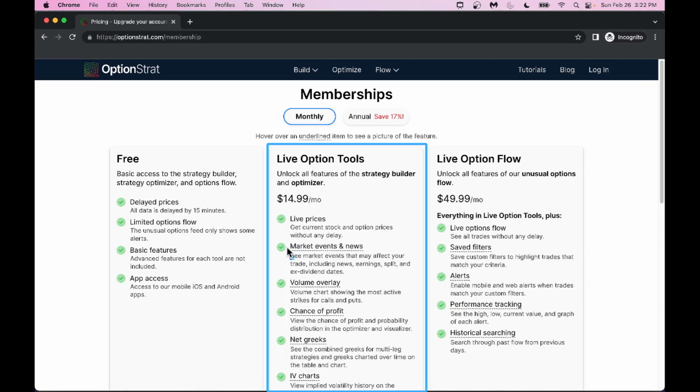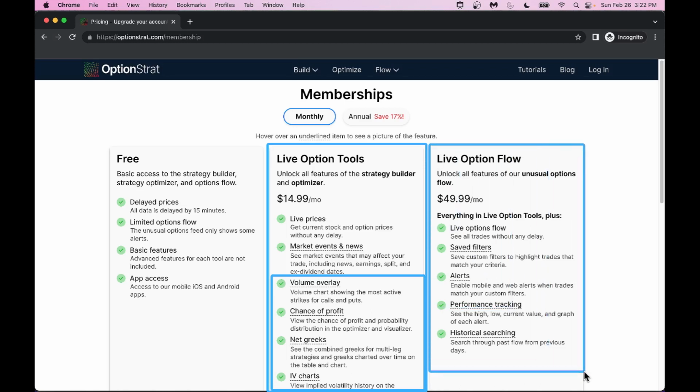It's a great one, especially because you get a lot of features. You get live prices, market events. One of my favorites is option overlay. And you also look at chance of profit, a great one, net Greeks, and the IV chart. So it gives a good idea if you're serious about options trading. And if you want to take your trading to the next level, you can go into the live option flow. It's about $50, as you can see here, but it's a great investment. But I recommend you try free first and then try the next one, which is $49.99 live options tools, and once you make some money, only then go into live option flow.